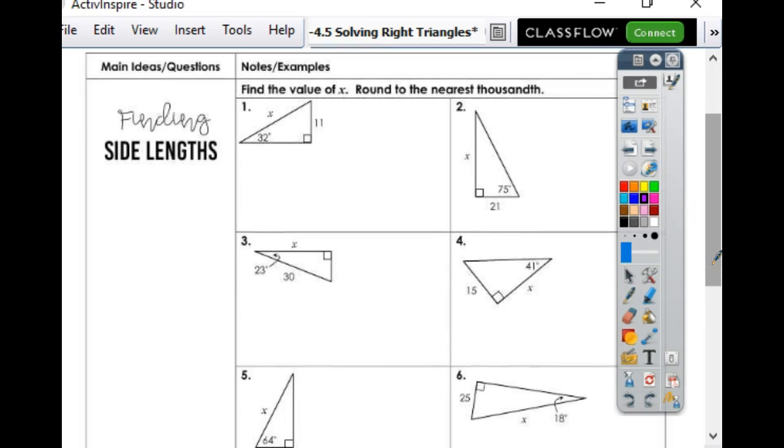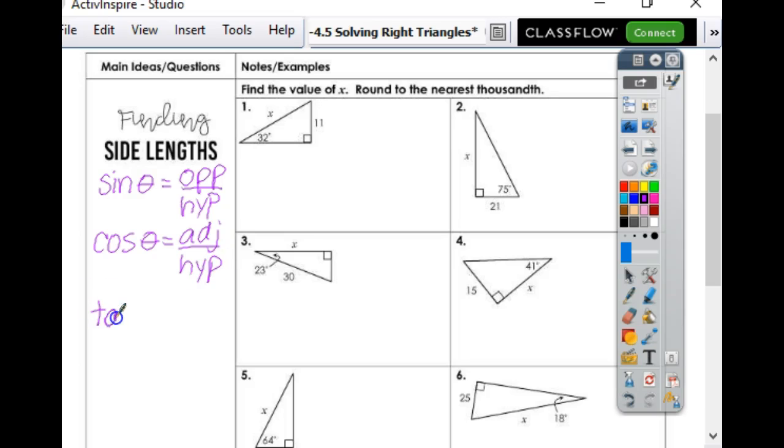So we already talked about SOHCAHTOA, right? The SOH, the sine. It's the opposite over the hypotenuse. So, SOHCAHTOA.